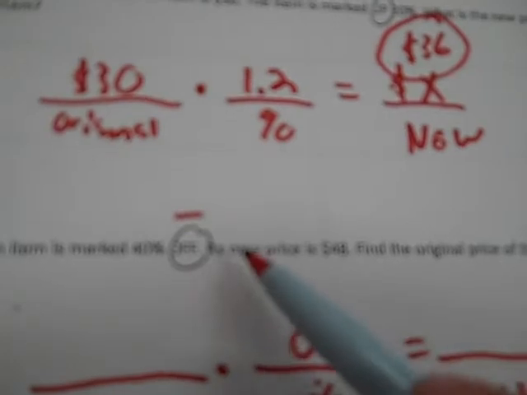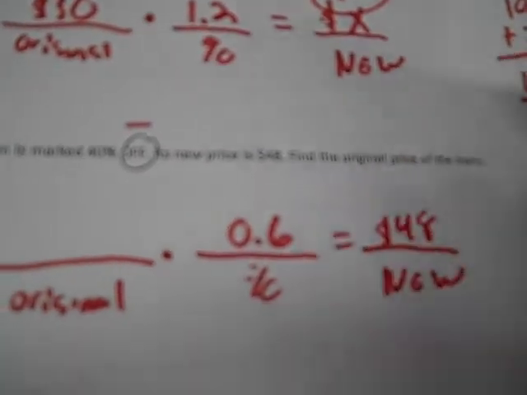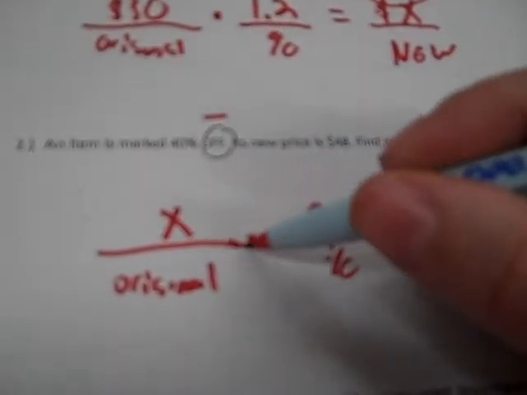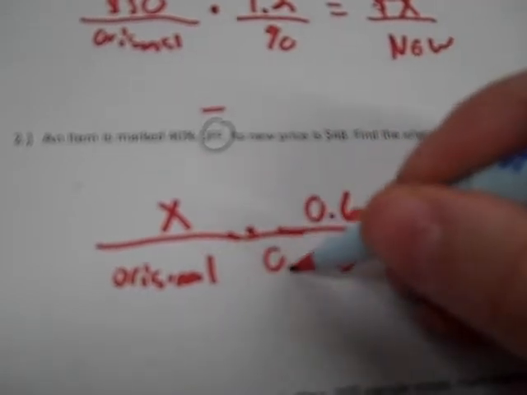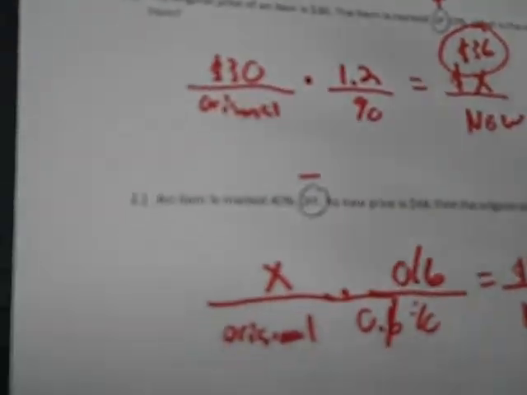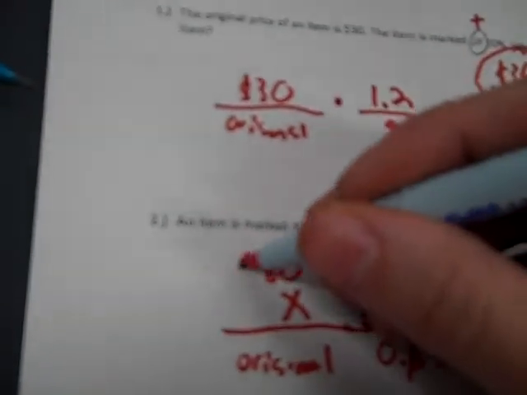60 divided by 100, 0.6 for my percent factor. It says its new price is $48. So $48 is a new price, and I don't know the original. So I can't multiply. I have to divide to get back to the original. So I extend the line. I just put 0.6 underneath. Then I divide 48 by 0.6. Okay, 80. So X is 80, and it's $80.